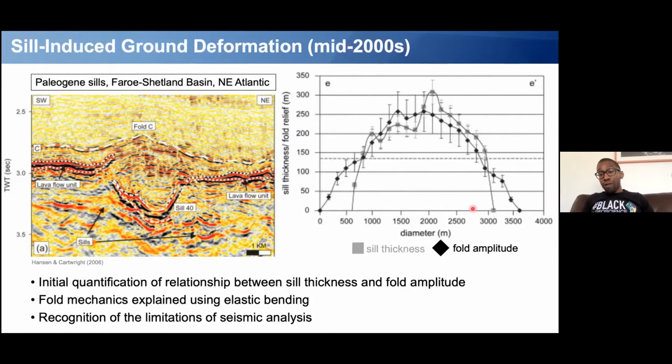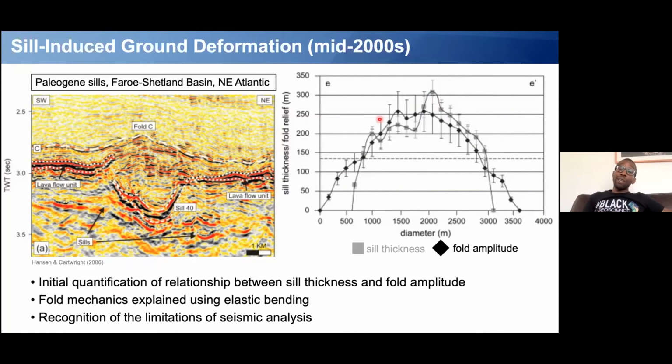This was a 3.5 or 4 kilometer diameter sill. And the sill thickness is shown with the grey squares, and you can see that the sill thickness was up to about 300 meters. What you could also see is the fold amplitude, which is the black diamonds, and you can see the fold amplitude was roughly the same as the sill thickness. So again, they were much more quantitative about that relationship.